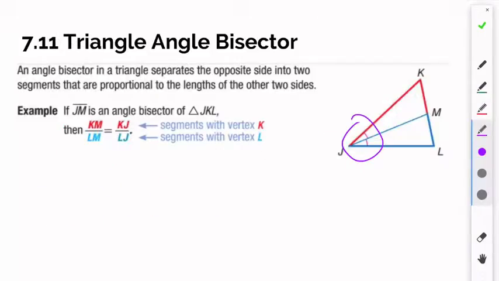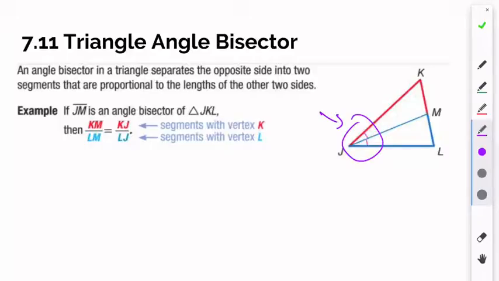All right, next we have 7.11, theorem 7.11, triangle angle bisector. So if you have an angle bisector, such as the case here, what it's going to do is it's going to separate the opposite side of that thing. Okay, so in this case it's side KL that we're talking about. Okay, it's going to separate that into lengths that are proportional to the lengths of the other two sides.